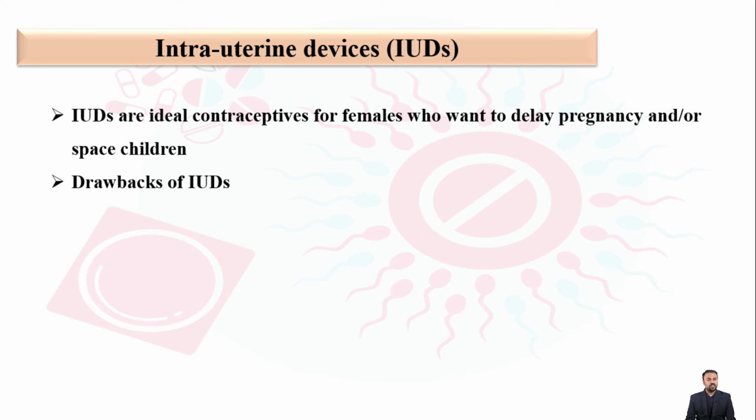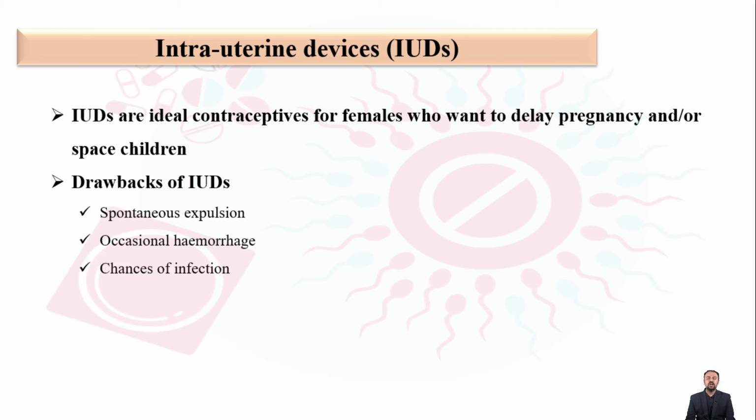Now students, sometimes IUDs may be spontaneously expelled from the uterus without the female even knowing about it. Other than that, IUDs may lead sometimes to occasional hemorrhage, that is internal bleeding, and also chances of infection in such cases is very high.